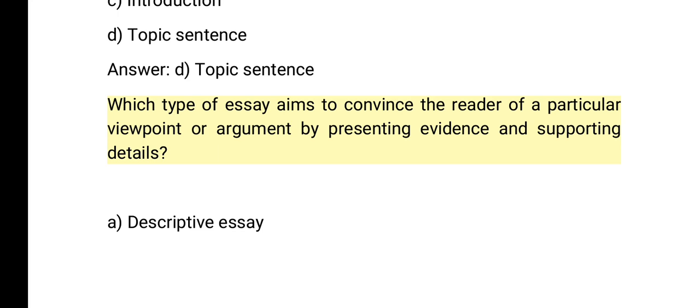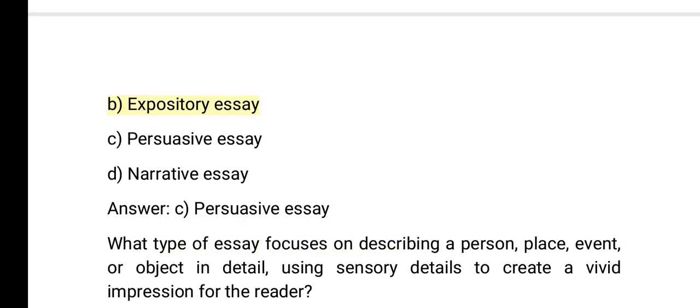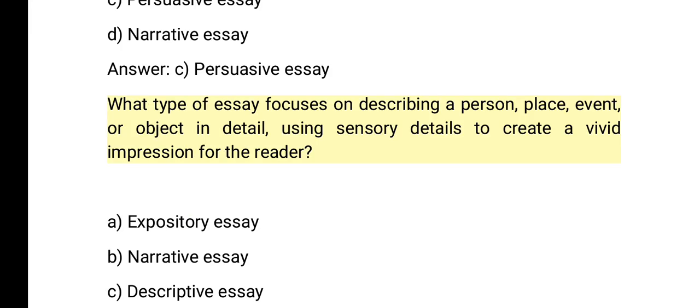A. Descriptive essay. B. Expository essay. C. Persuasive essay. D. Narrative essay. Answer: C. Persuasive essay. What type of essay focuses on describing a person, place, event, or object in detail, using sensory details to create a vivid impression for the reader?